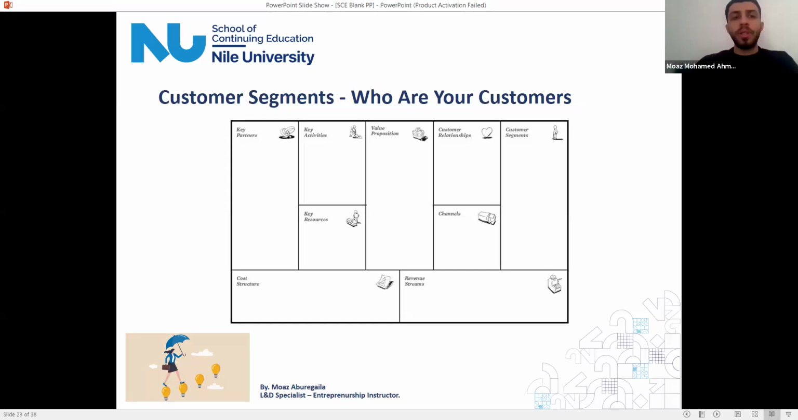A second component is the customer segments. So who are your customers? Let's think about who your target customers are. Again, think about the application you invented yesterday. Who are your customers? How do you categorize them into specific segments?